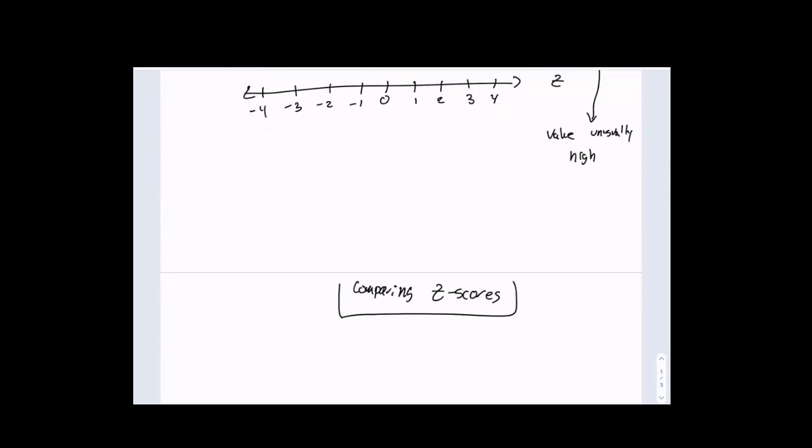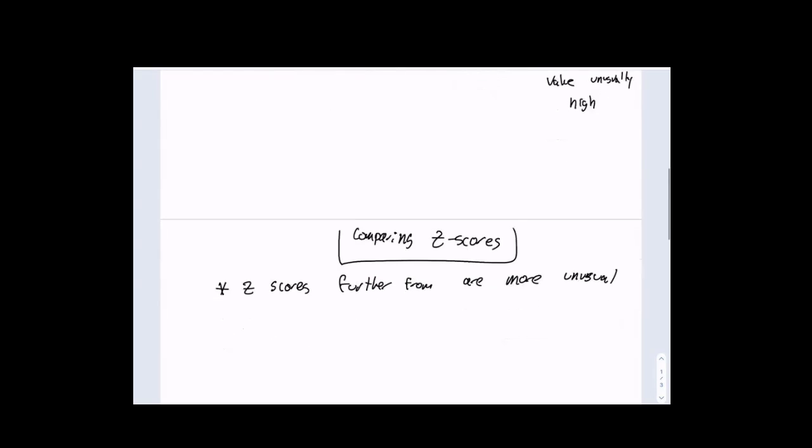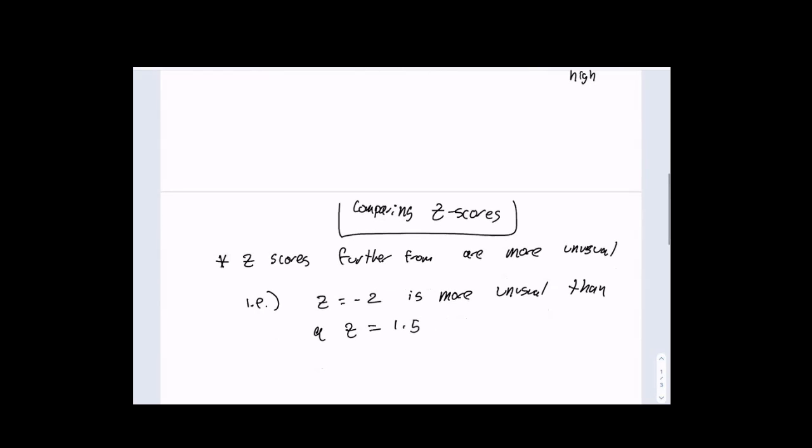So it should be noted that z-scores further from 0 are more unusual, i.e. a z-score of -2 is more unusual than a z-score of 1.5, because 2 is more z-scores away, is more standard deviations away from the mean.